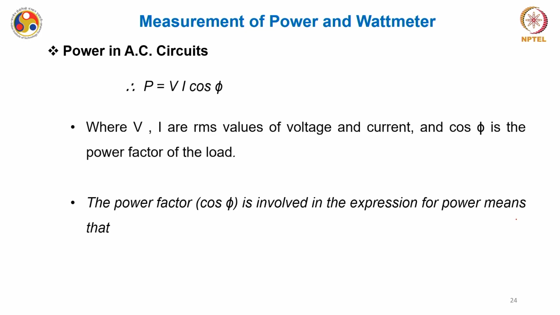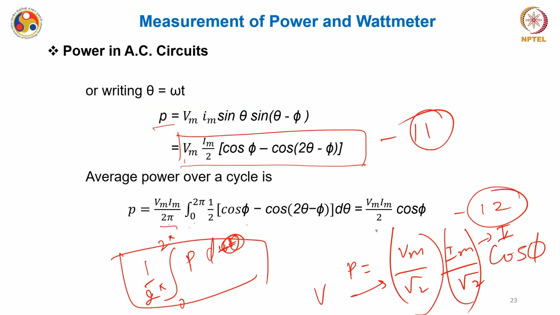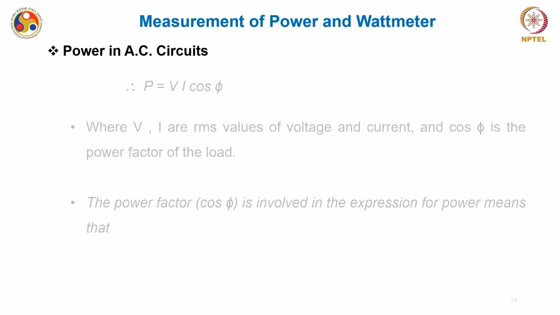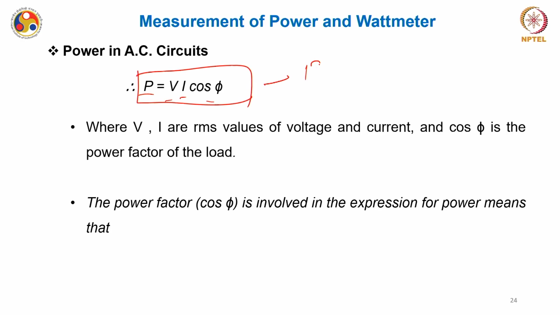So the average power, now denoted with the capital P, is equal to V into I into cos phi, where V and I are the RMS values of voltage and current and cos phi is the power factor of the load. So the power factor cos phi is now involved in the expression for power. This is the power in the AC circuit, and we have numbered equations till 12, so we will call this equation 13.